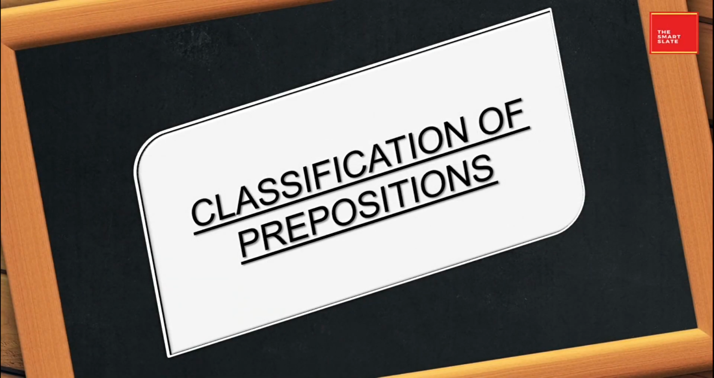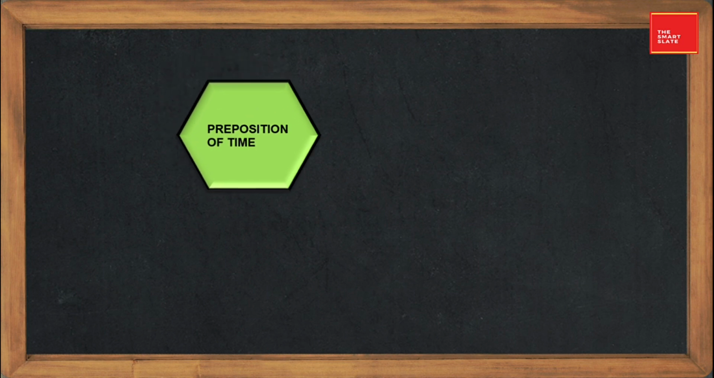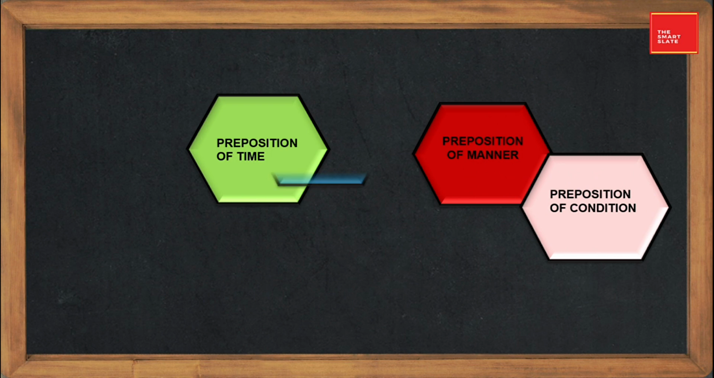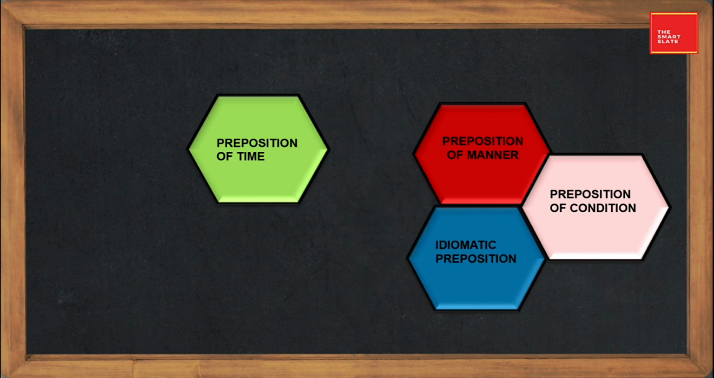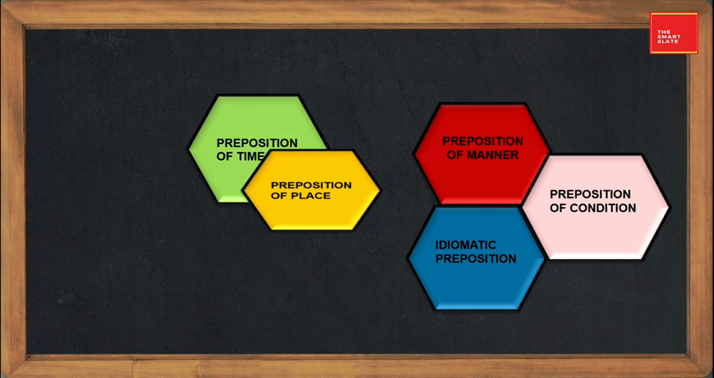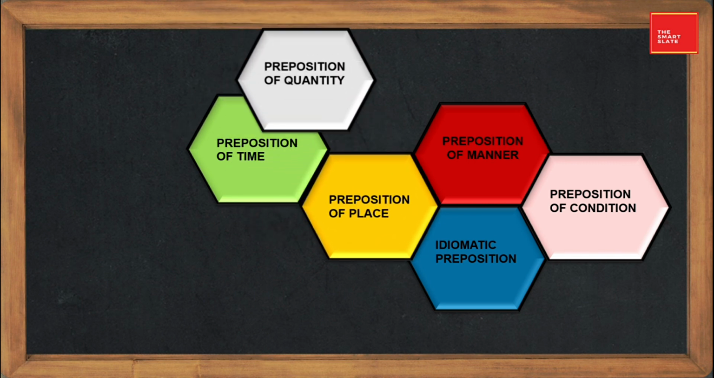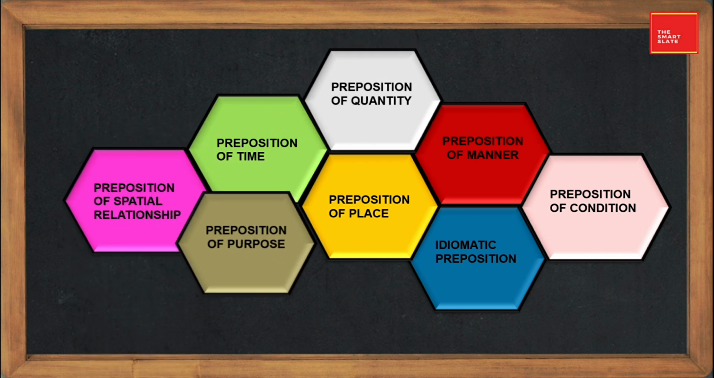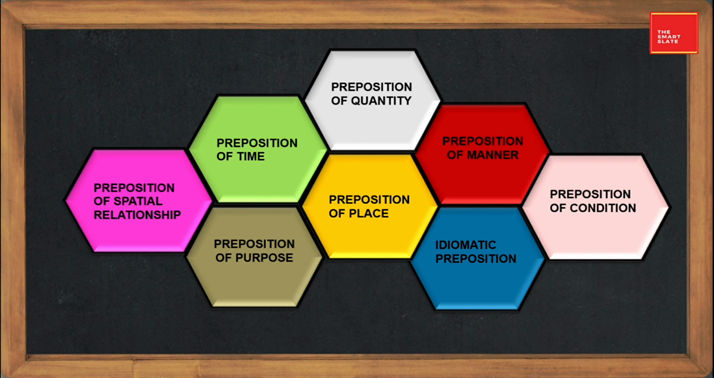Looking at the classification of prepositions, we identify prepositions as preposition of time, preposition of manner, preposition of condition, preposition based on idiomatic expressions or idiomatic preposition, preposition of place, quantity, spatial relationship, and purpose. So these are the 8 bases on which we try to identify prepositions.